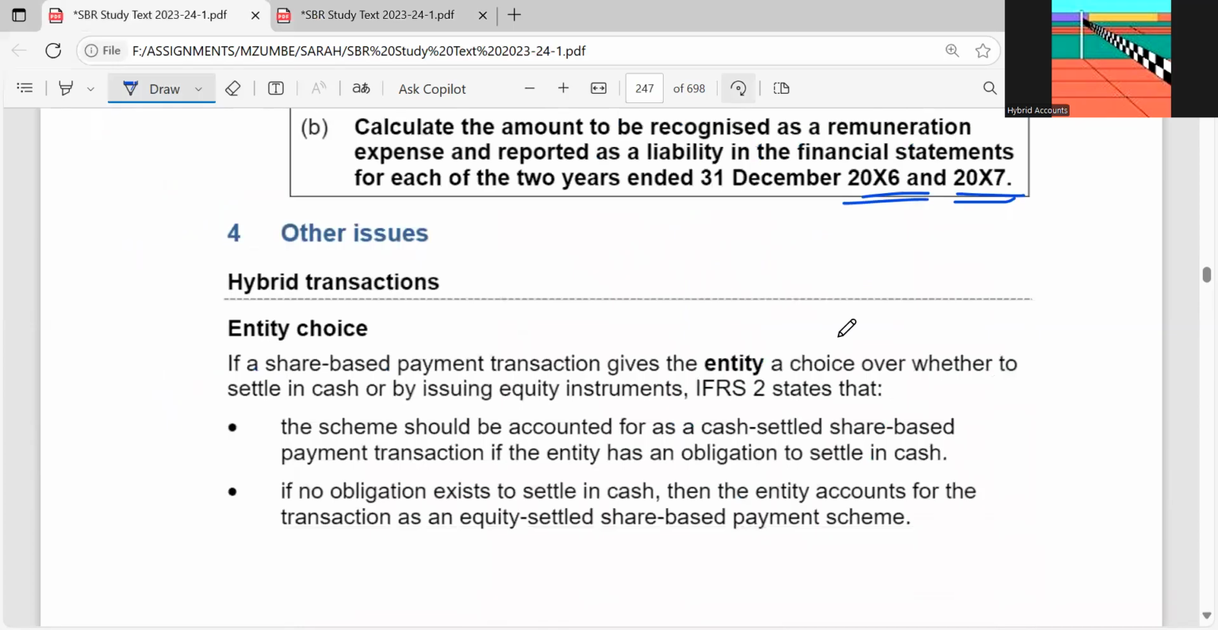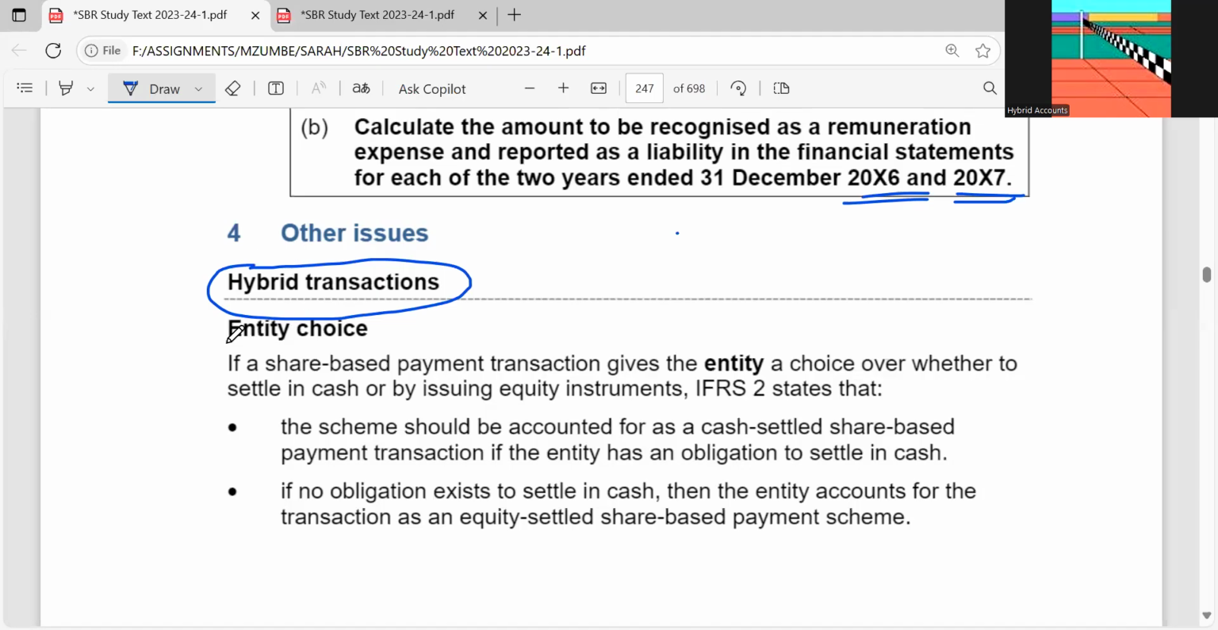Okay, we have other issues to deal with here. For other issues, we have, like I told you, hybrid transactions. Hybrid transactions are those transactions which I told you before, where they could be either equity settled or cash settled.